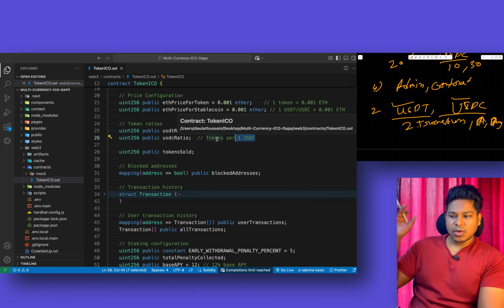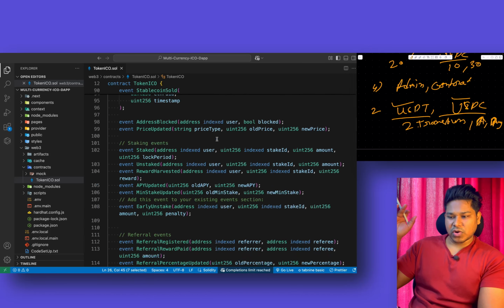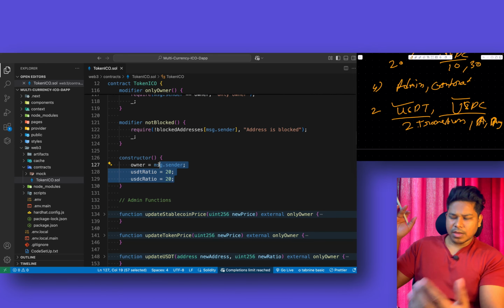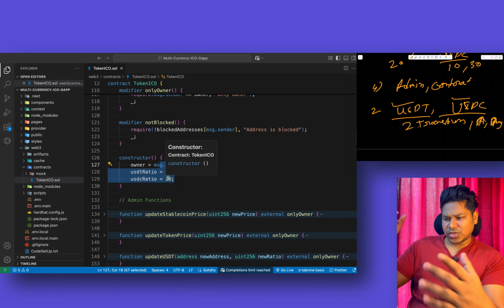So right now we are setting the ratio at the time of deployment of the contract. So you will find that here we are following a ratio of 20, but you can follow any. If you want to change it to 10, you can do that. There's no problem in that. You can set any ratio.